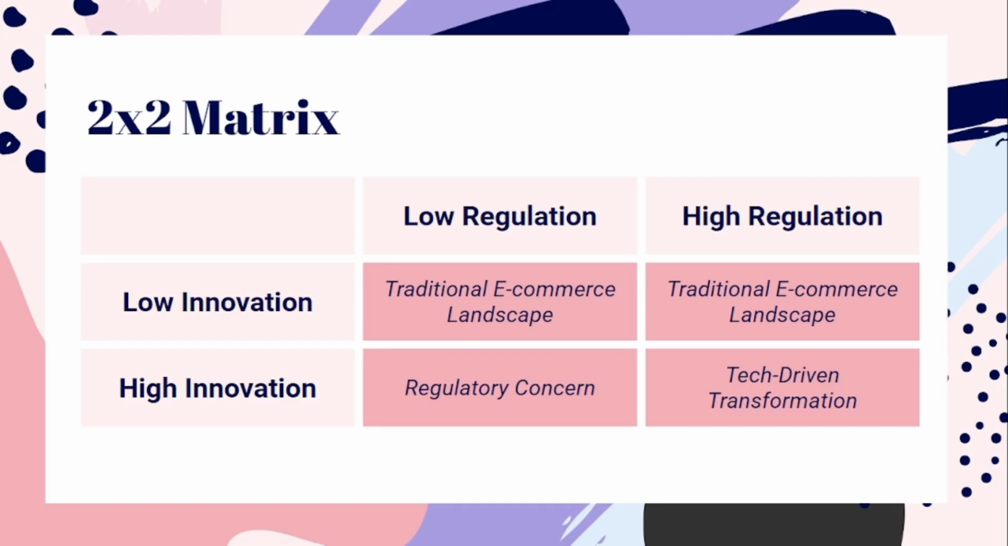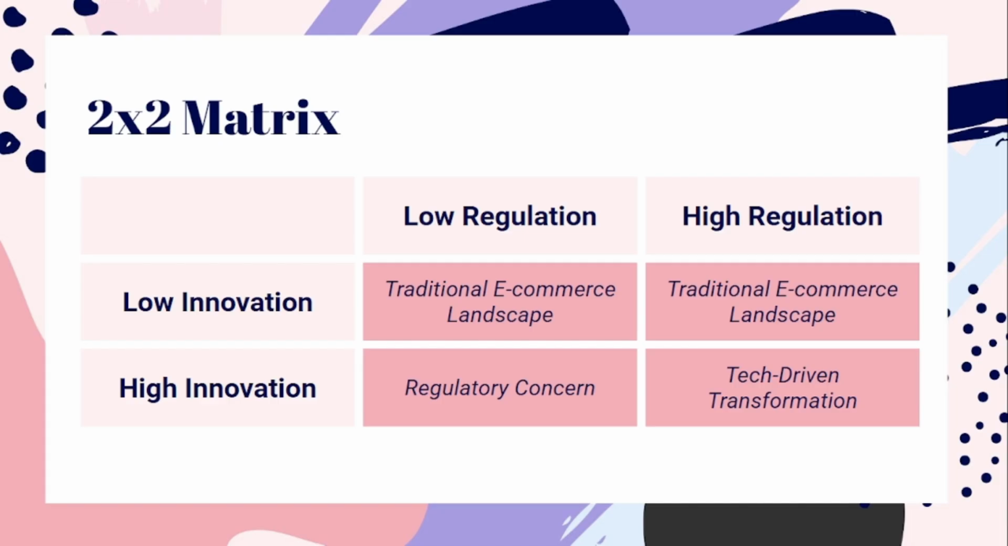Low technological innovation and lenient regulatory environments will create another traditional e-commerce landscape. This quadrant represents a scenario where companies neither innovate technologically nor face stringent regulatory requirements. The e-commerce landscape remains traditional, with companies relying on conventional methods of selling and interacting with customers and facing minimal regulatory scrutiny.